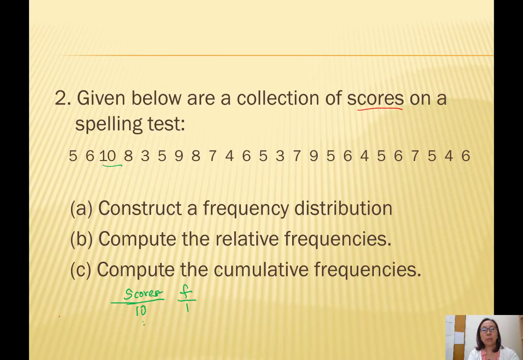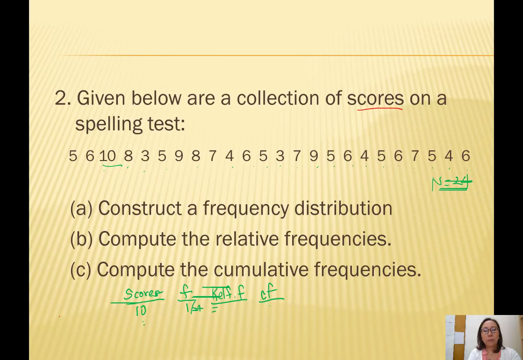And the question also asks for relative frequency and cumulative frequency. So relative frequency, if you remember, the calculation is frequency divided by n, right? So in this case, let's count how many scores we have and what our n is. 1, 2, 3, 4, 5, 6, 7, 8, 9, 10, 11, 12, 13, 14, 15, 16, 17, 18, 19, 20, 21, 22, 23, 24. So n here is 24, right? So that's going to be divided by 24. And that should give us your relative frequency.